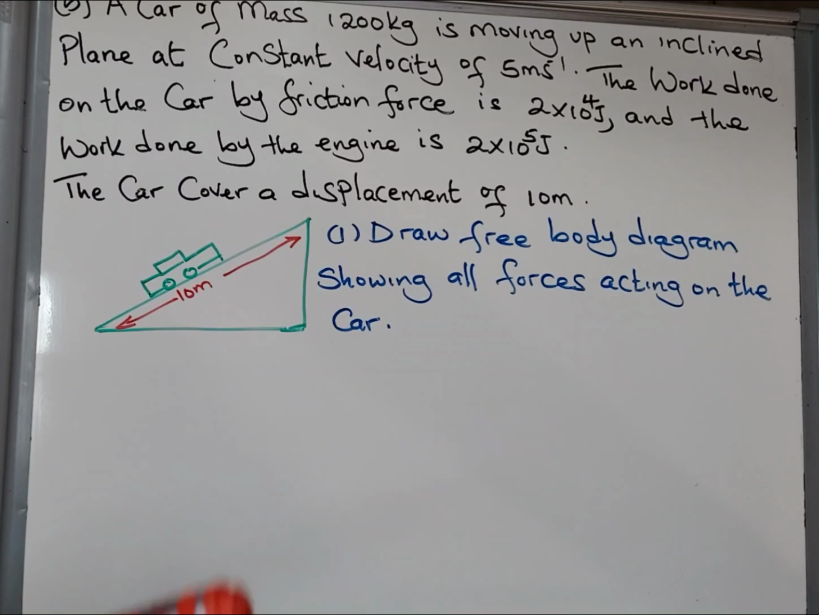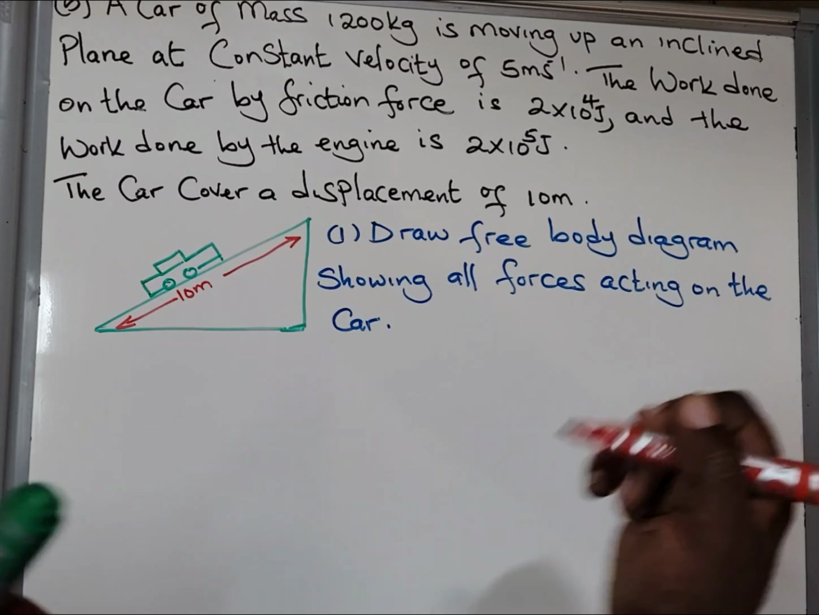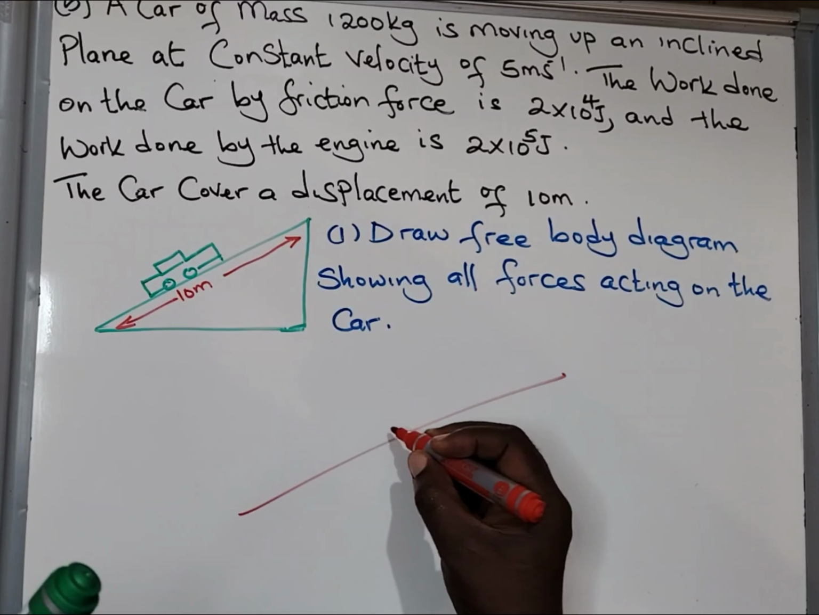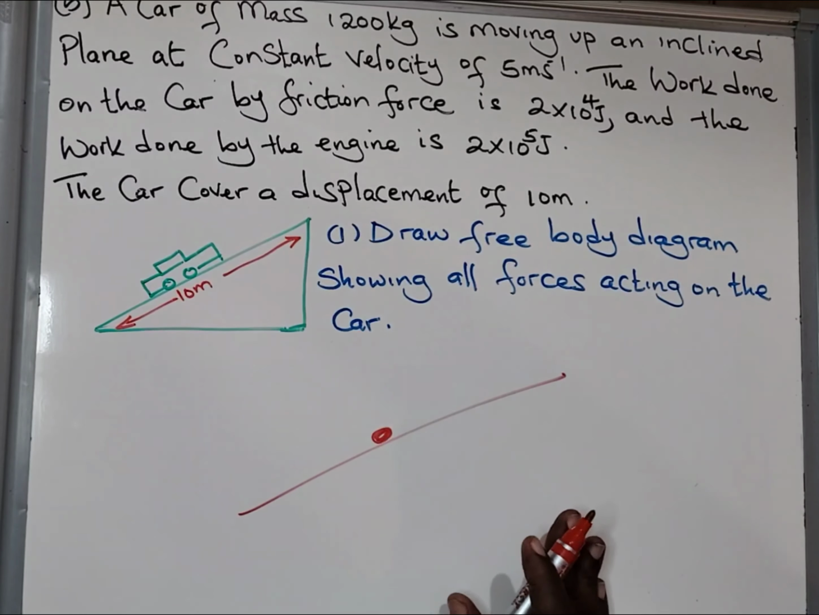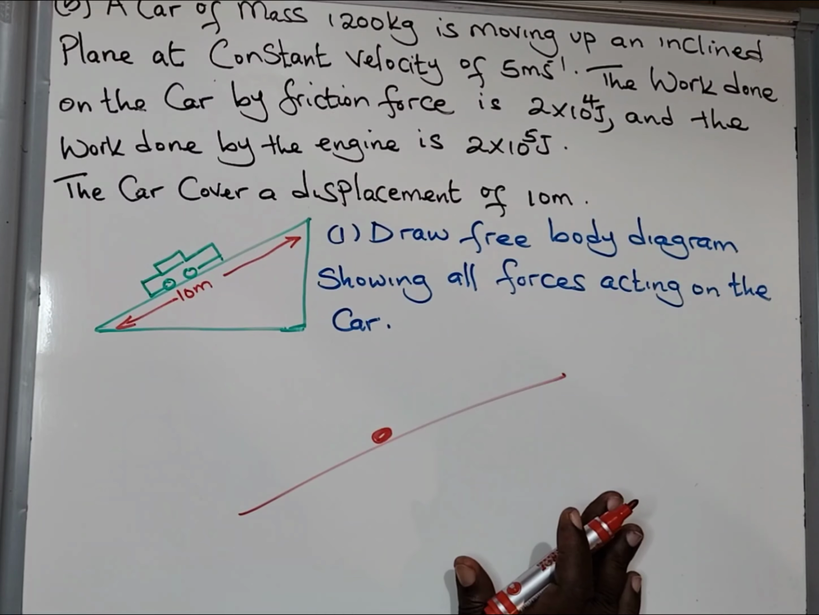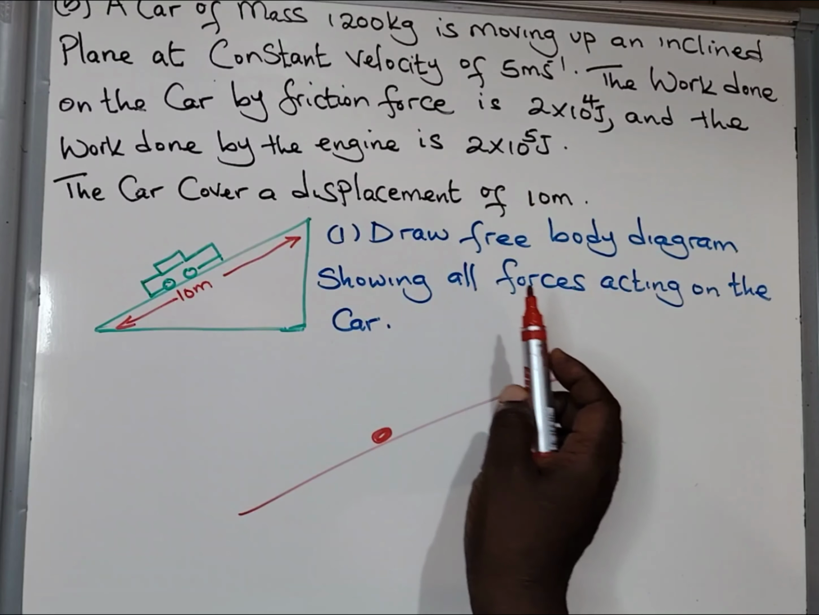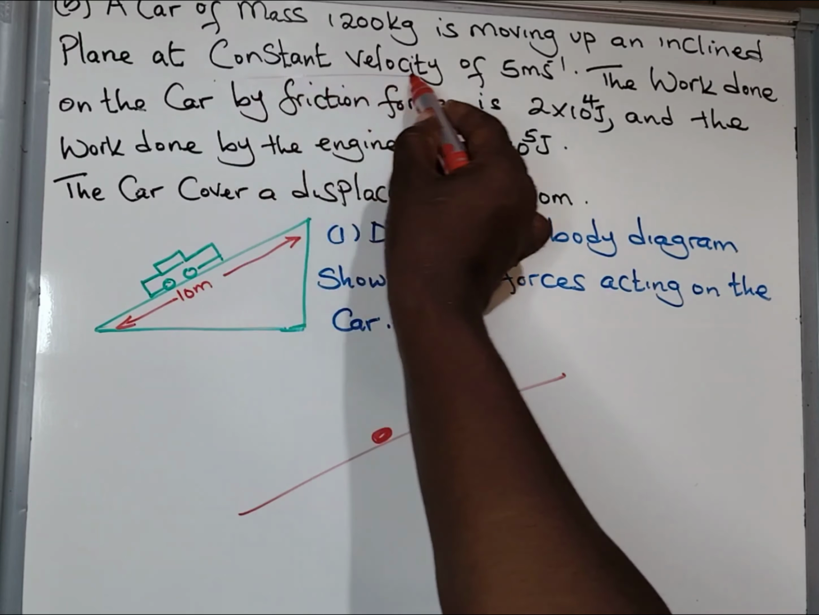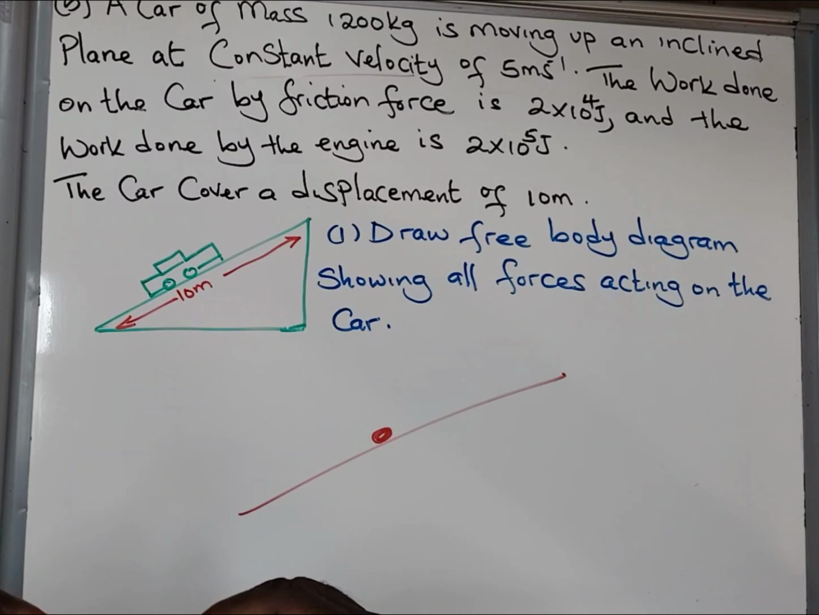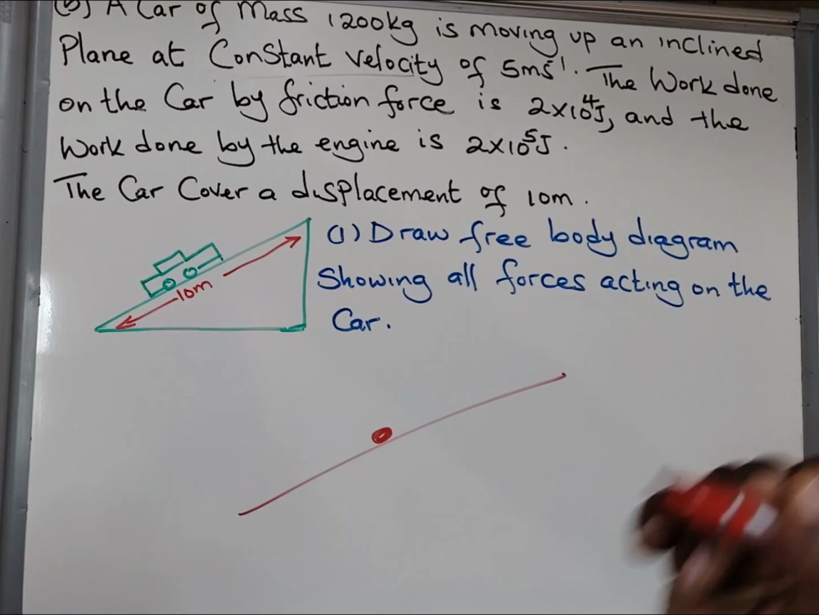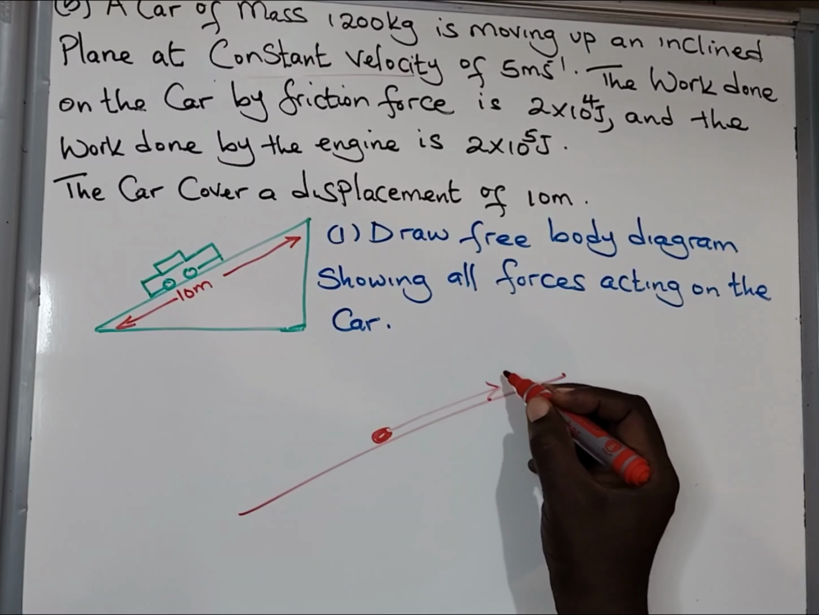How do you go about this? We have the incline, and it's a free body diagram, so we have that body as a dot, and we say that the car is moving with constant velocity. Under no circumstance can a car move up the incline with constant velocity without an applied force. So applied force is a must.